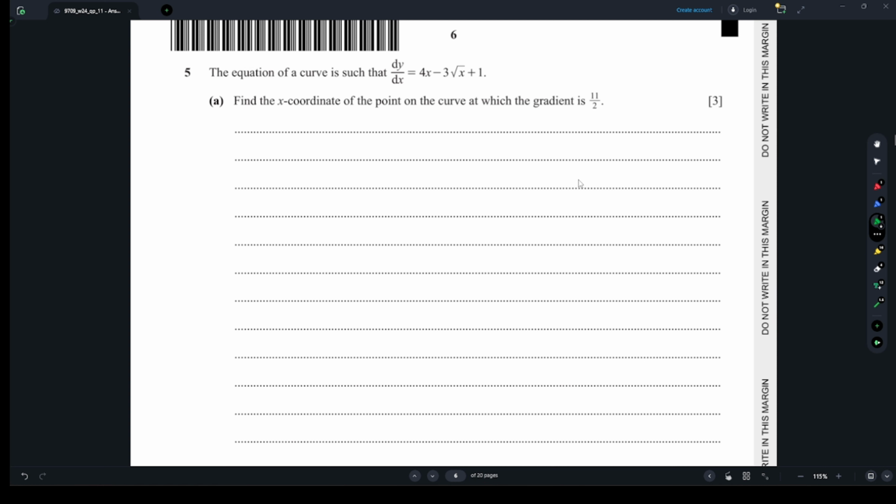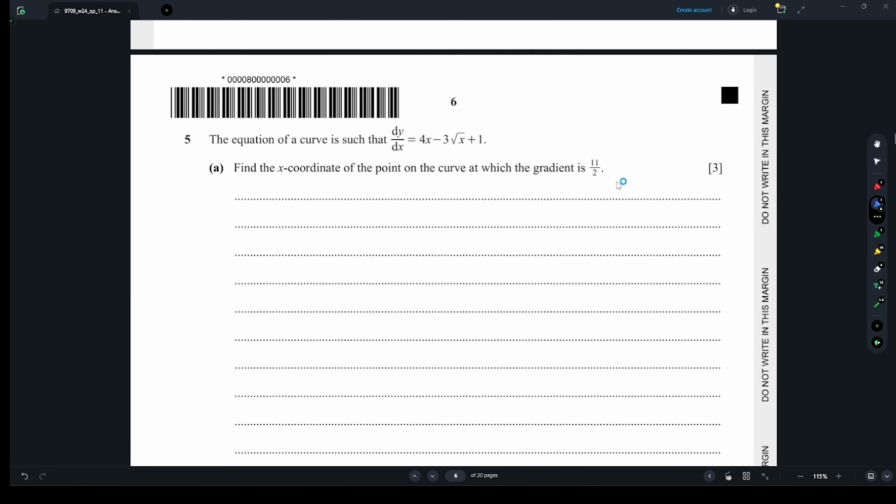You should know that when you see dy over dx, that is the gradient, right? So, let's say we have a curve something like this. We take a point and we draw.